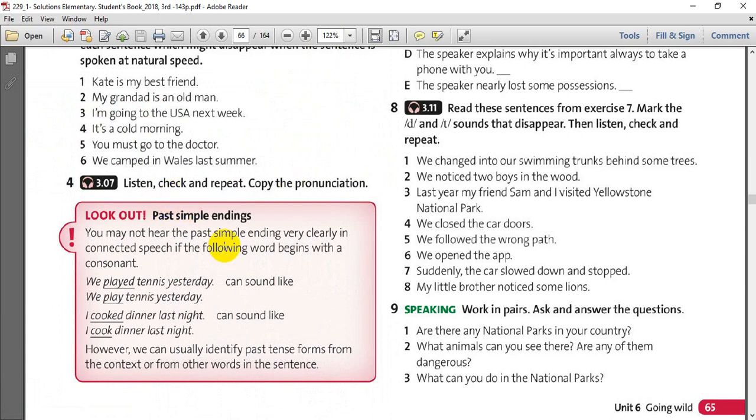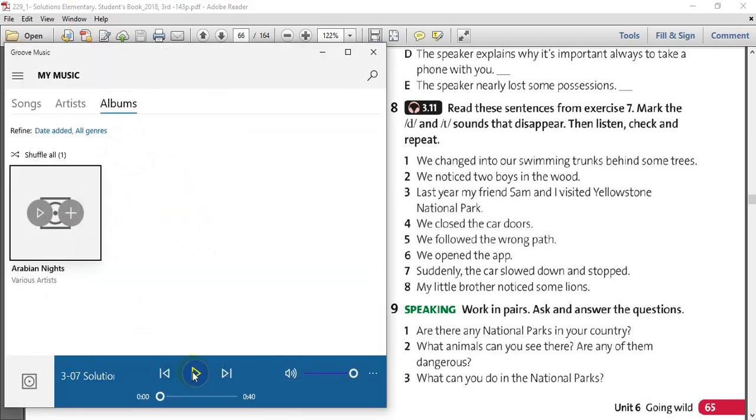1. Kate is my best friend. 2. My granddad is an old man. 3. I'm going to the USA next week. 4. It's a cold morning. 5. You must go to the doctor. 6. We camped in Wales last. Now let's listen again. Try to repeat.